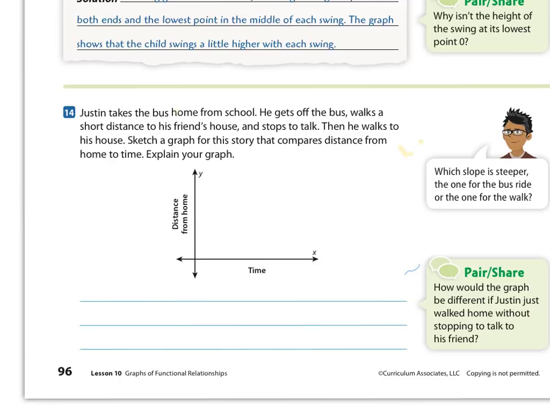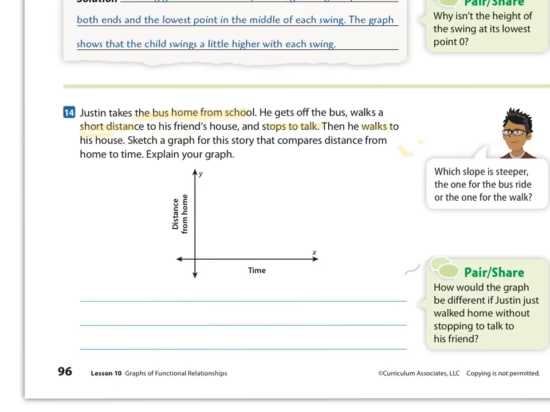Okay, so distance from home, taking a bus home from school. That means that they're far away from home. And then he tells you that after he gets off, he needs to walk a short distance. That means that he's not going to be moving at the same speed of the bus. And then he's going to stop to talk. More chisme. Then he's going to walk to his house after he has gossiped with his friend.